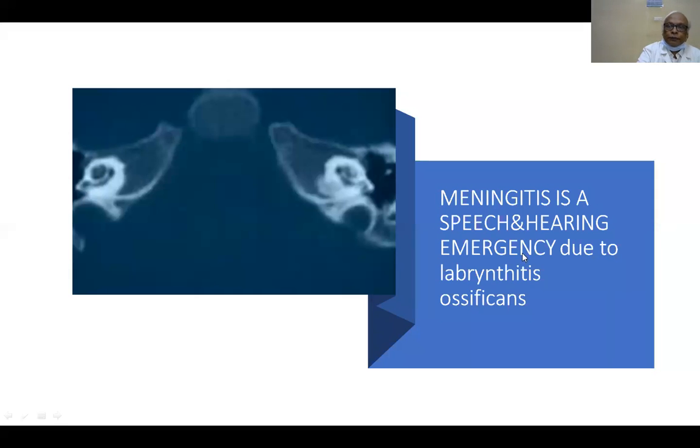And let me remind you again, meningitis is a speech and hearing emergency. If you neglect meningitis, the labyrinth will be replaced by bone because of labyrinthitis ossificans. So once meningitis is there and the child recovers from the illness, he has to be thoroughly evaluated for hearing loss, and cochlear implantation should be planned.